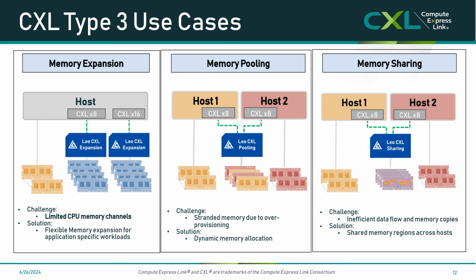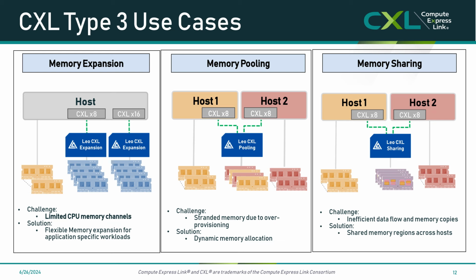Some of these use cases where we see significant impact of CXL Type 3 devices fall into 3 primary camps: memory expansion, memory pooling, which Oren went through earlier in the presentation, and memory sharing. In the memory expansion scenario on the left, the CPU is connected to multiple CXL expansion cards via a x8 or x16 link, expanding the total system memory capacity with additional DIMMs connected through the CXL Type 3 controller.